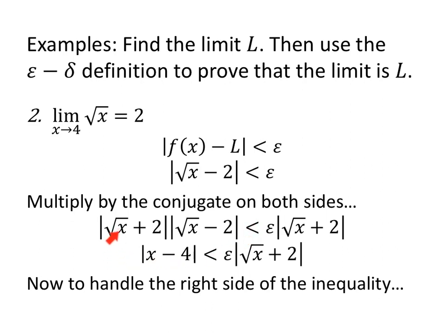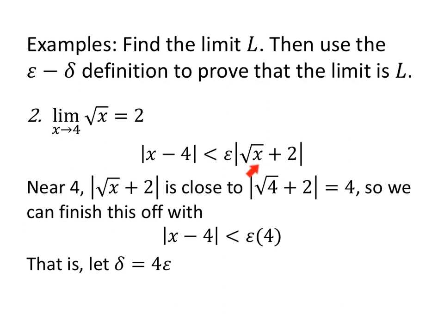When I multiply the square root of x times the square root of x, I get x. Square root of x times a negative 2 and square root of x times a positive 2 combine to give me 0. Positive 2 times negative 2 gives me a negative 4. So on the left, I have the absolute value of x minus 4 is less than epsilon times the square root of x plus 2. The left side's awesome. That's exactly where we're going, right? We want to know how close x has to be to 4. The right side needs some work.